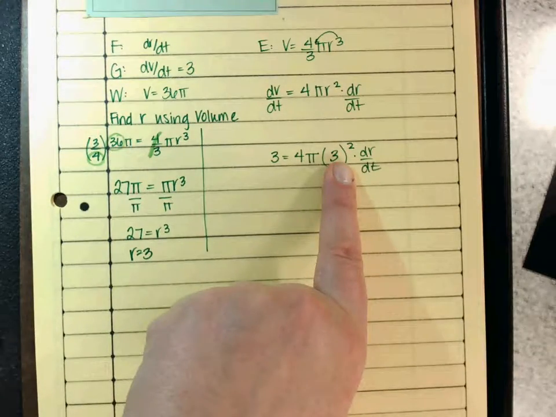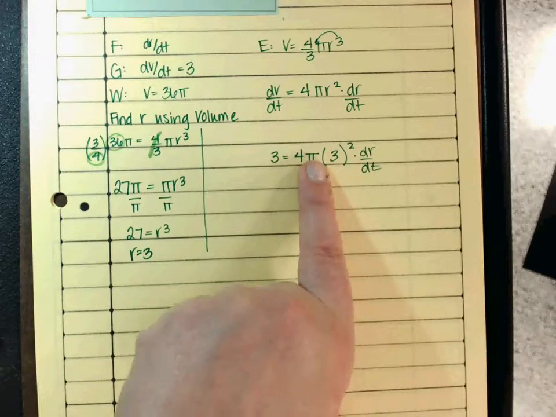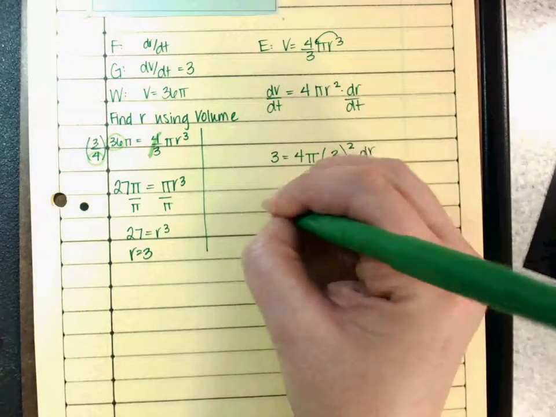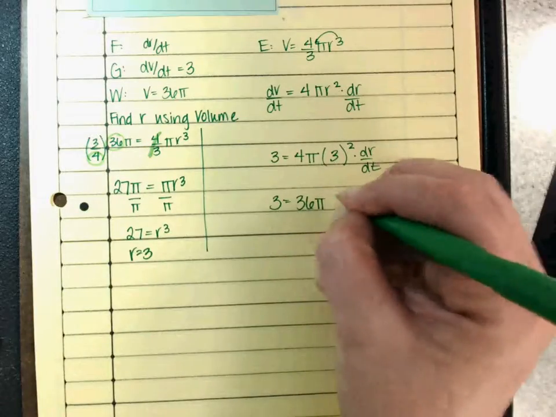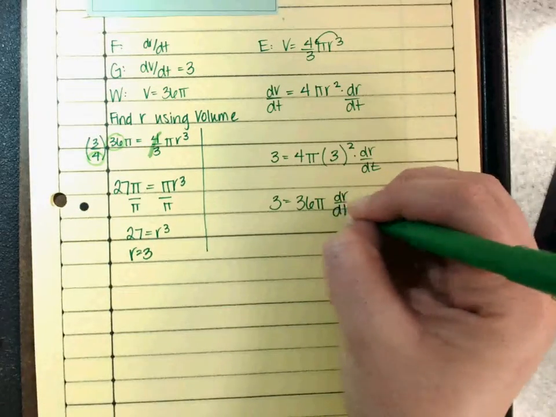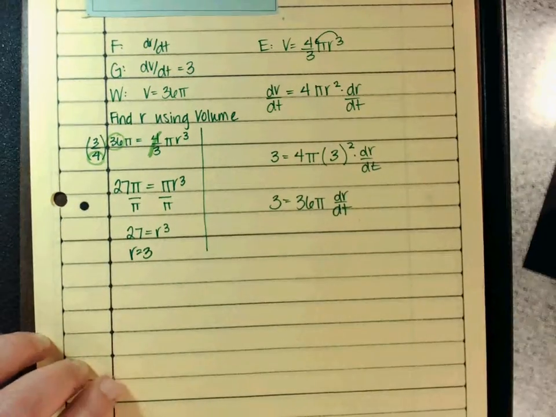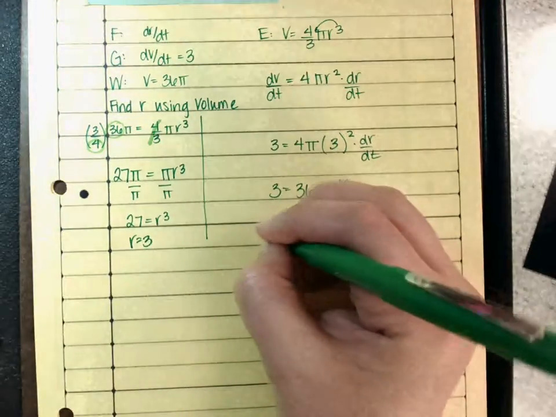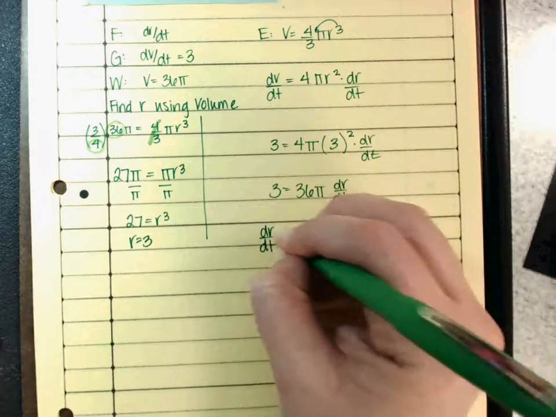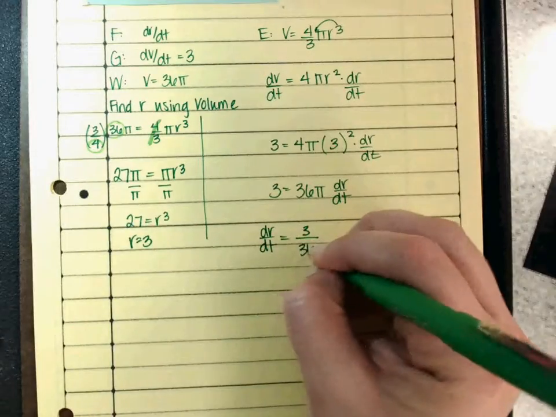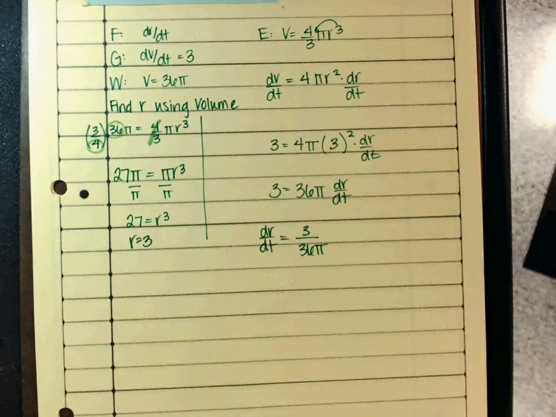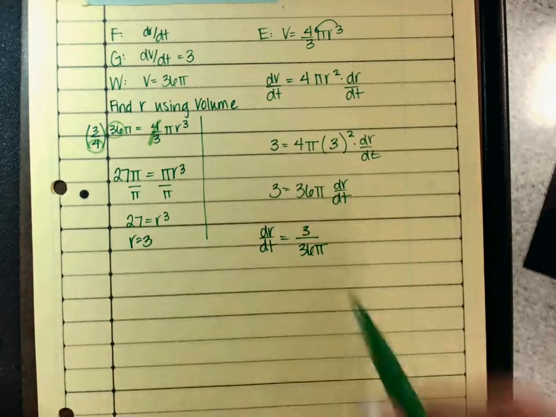And so now I can come over here, plug in my 3, and then I'm ready to keep solving. 3 squared is 9 times 4 is 36, so this is 36 pi times dr dt. And then from there I'd divide by the 36 pi, and I'd solve for my dr dt. So it'd be 3 over 36 pi. Make sense? Okay, great.